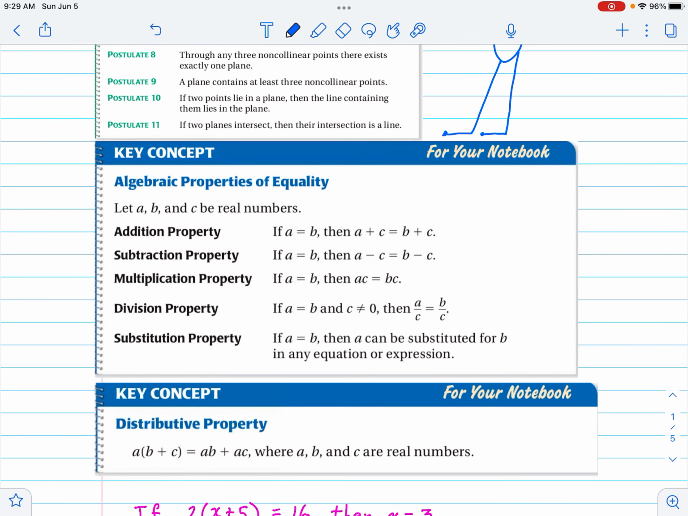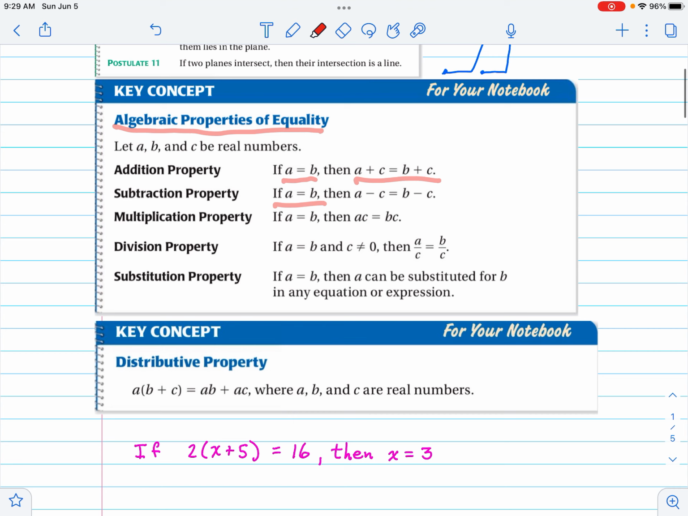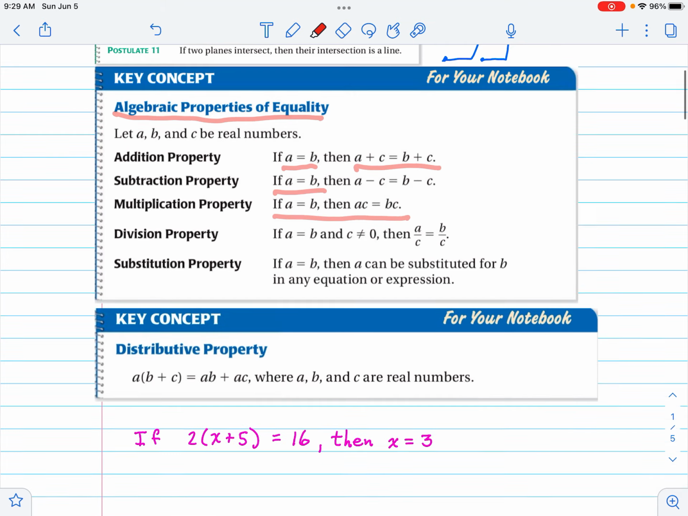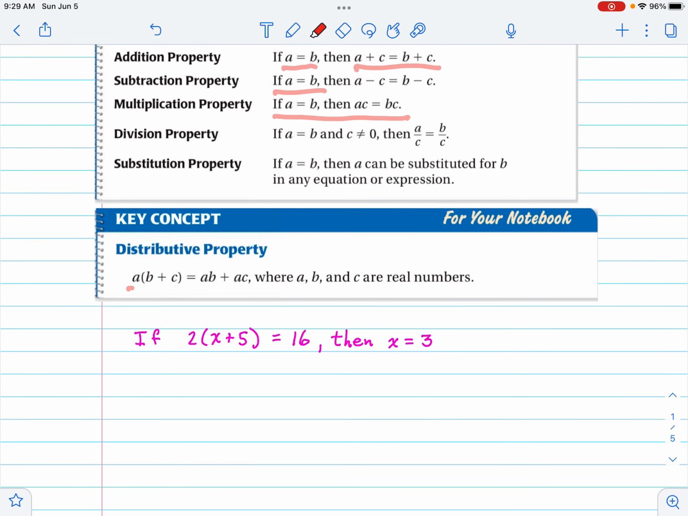Notice I've got some algebraic properties of equality here. For example, if a equals b, then we could add c to both sides, and a plus c equals b plus c. We have the subtraction property: a minus c equals b minus c if a equals b. If a equals b, then a times c equals b times c. And remember, we've got the distributive property: a times (b plus c) equals ab plus ac. In other words, we can distribute through here.